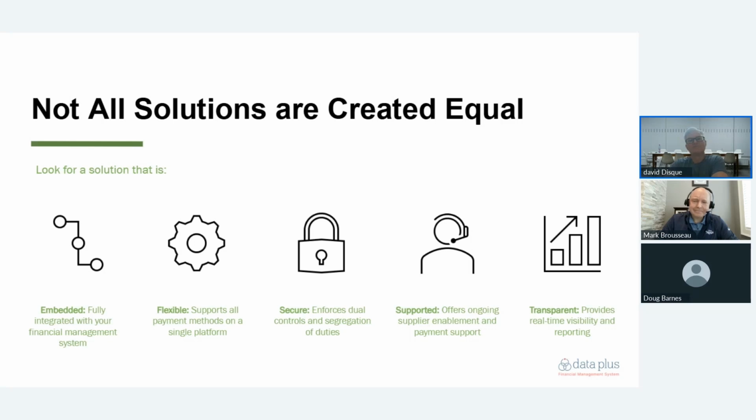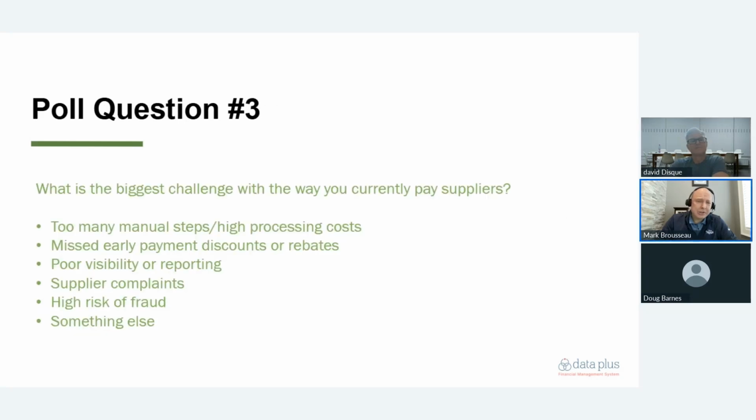That brings us to our final poll question, which is now displayed on your screen. This time we want to know, what is the biggest challenge with the way you currently pay your suppliers? Is it too many manual steps, high processing costs? Is it missed early payment discounts or rebates? Is it poor visibility or reporting? Is it supplier complaints? Is it high risk of fraud? Or is it something else? What's the biggest challenge with the way you currently pay your suppliers? Respond to the poll question now displayed on your screen, and we'll discuss those results in just a moment.